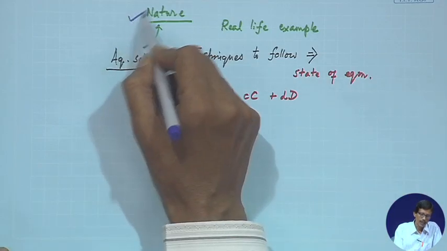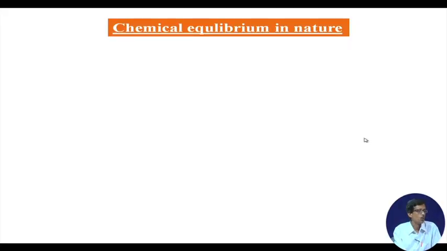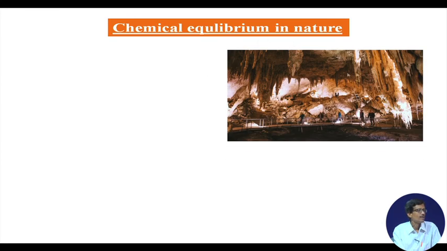If we think about what nature is doing for us, we will take a very simple example given in your book, Cook's book also, of the chemical equilibrium present in nature. Within a cave, something is forming from the roof and something is getting deposited from the bottom. Geologists say that these are the formation of stalactites and stalagmites.